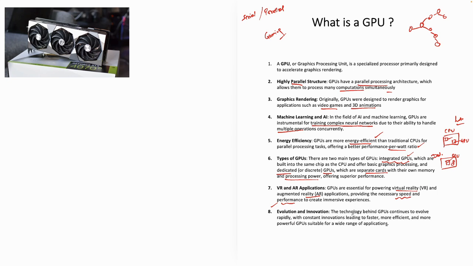Yes, the technology behind GPUs continues to evolve rapidly, with constant innovations leading to faster, more efficient and more powerful GPUs suitable for a wide range of applications. I would still say they are early days with GPUs. Right now, the real companies actually making GPUs are NVIDIA and AMD, and other companies like Intel and ARM are coming up with their innovations too, but the real leader today is NVIDIA for sure. AMD is definitely catching up.